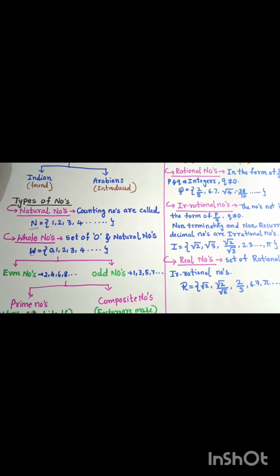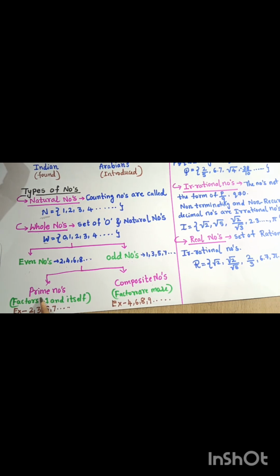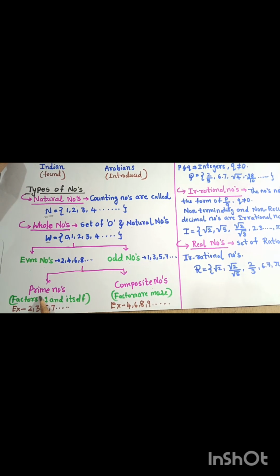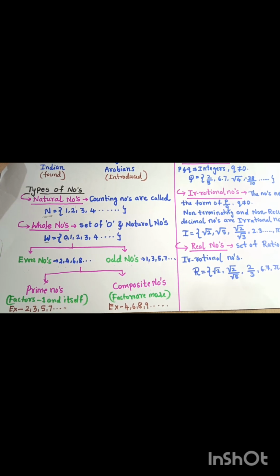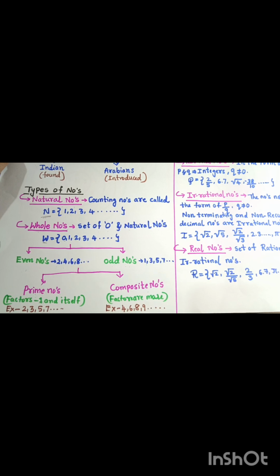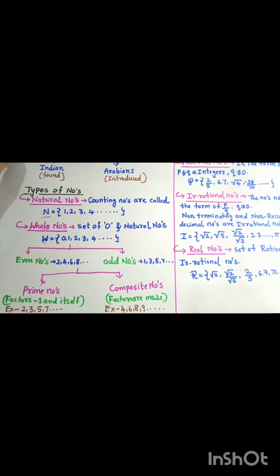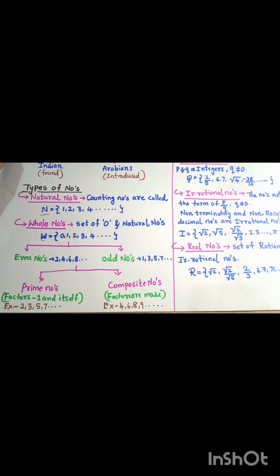Again here prime numbers and composite numbers. What is the definition of prime numbers? Prime numbers are the numbers which have only two factors, that is 1 and itself. It means the number comes in the 1 table and in its own table. Example is 2. 2 has two factors, 1 and 2, because the multiples of 2 are 1 and 2 only, and like that 3, 5, 7, 11. These are called prime numbers.